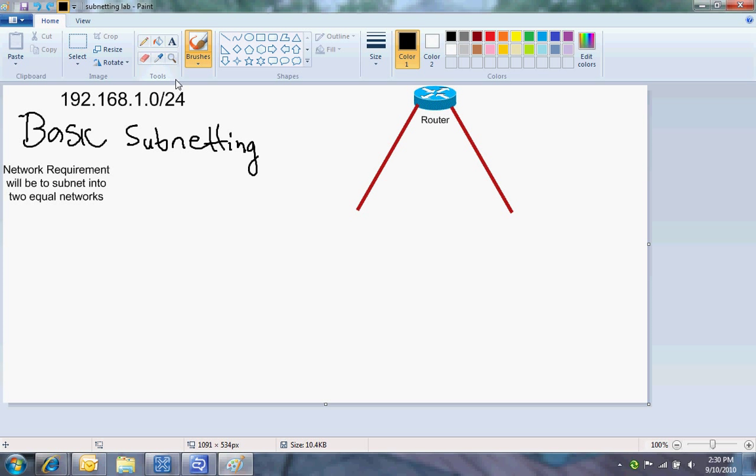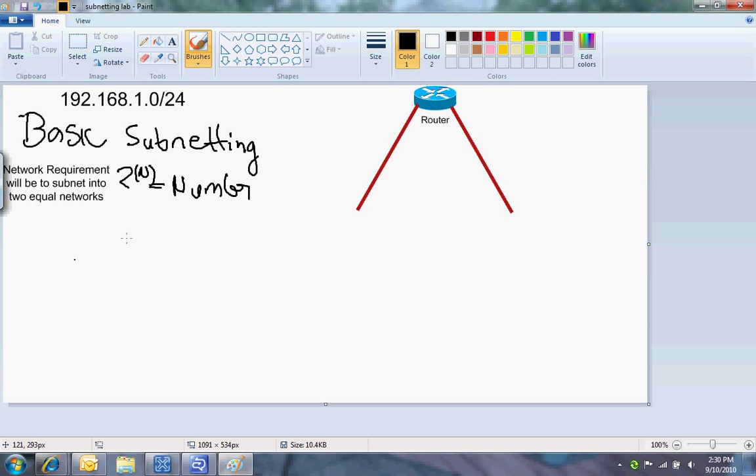The first one is 2 to the n equals the number of networks required, n being the number of networks. Now, n is the number of bits that we must borrow from the host field. So in this case, in order to create two networks, I will need to borrow one bit, and I'll show you that here in a second.